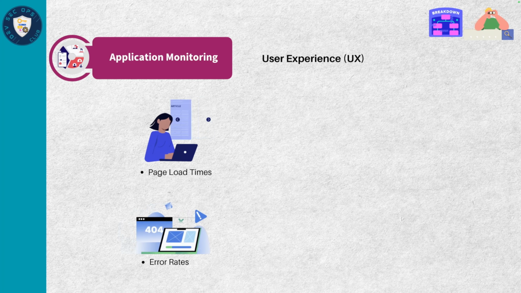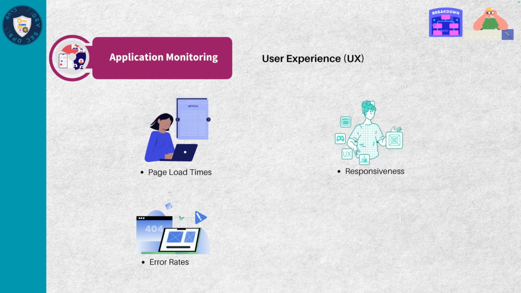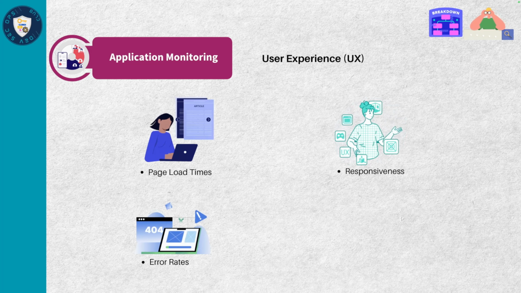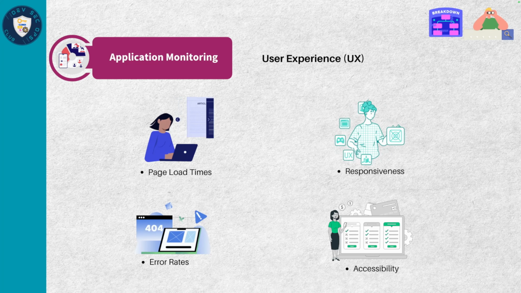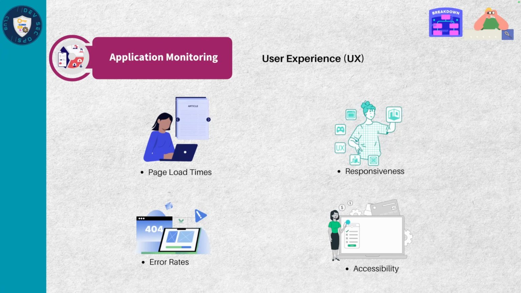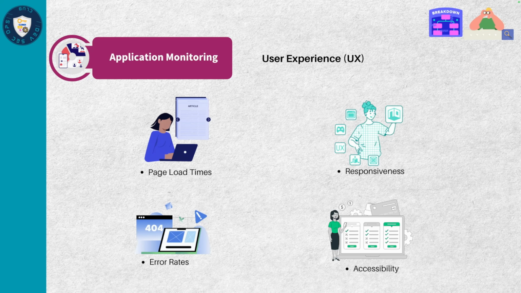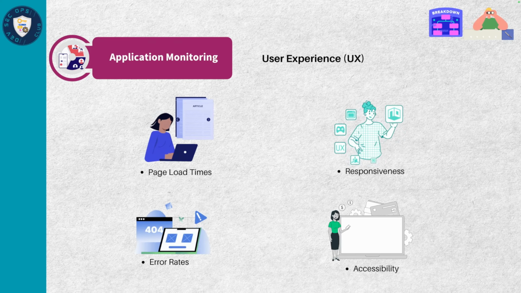Next, we have error rates, which track frequent issues like broken links or failed processes, like when you get a 404 or something like that. That is error rates. And we have responsiveness, which ensures the application adapts well to different devices and screen sizes. And we have accessibility, which verifies usability for individual users. It is important because well-monitored UX enhances customer satisfaction, retention, and usability, and also reduces frustration, right? So that's why UI/UX is really important.